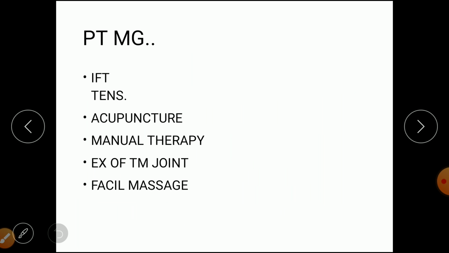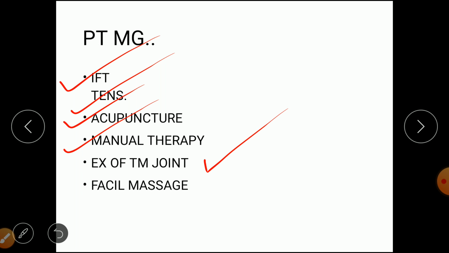PT management: for pain relief we can give IFT, TENS modality, acupuncture, manual therapy, exercise to the temporomandibular joint, and facial massage.